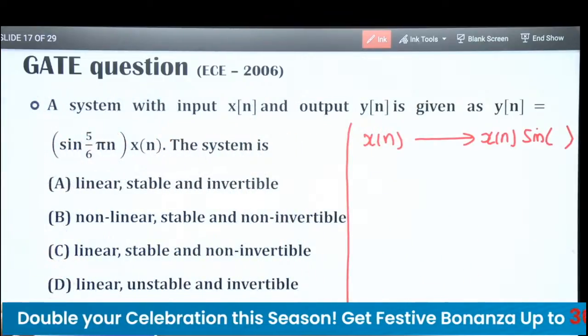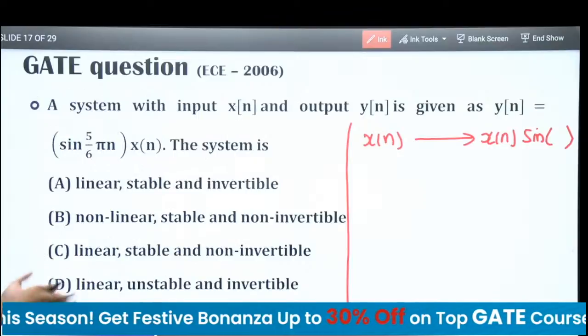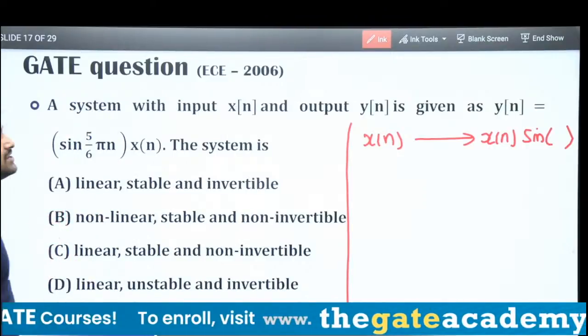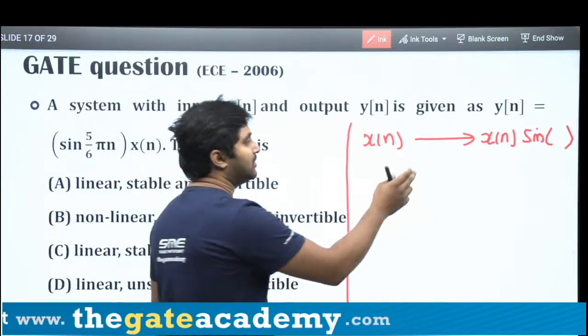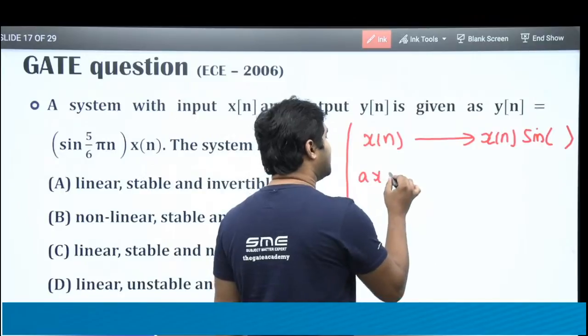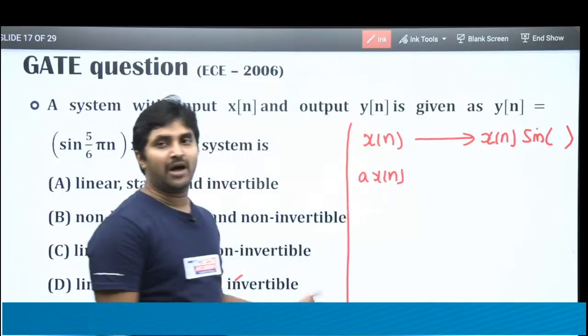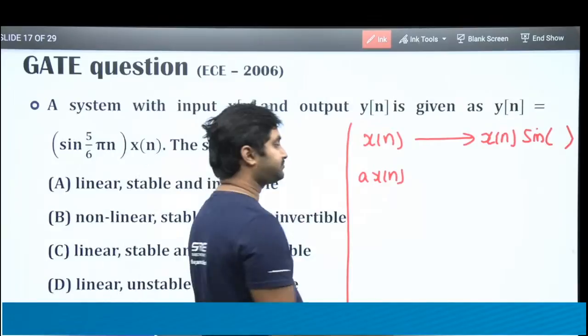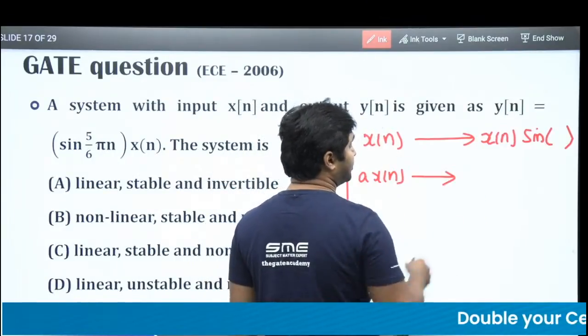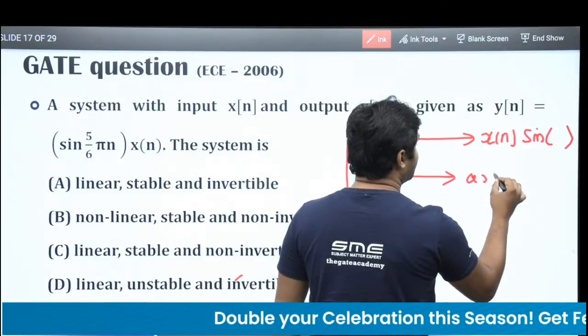So what is the system doing here? The system here is multiplying your input with the sine function, nothing else. So what if I have an input called a into x of n? Then what is it going to be? a into x of n is the input.